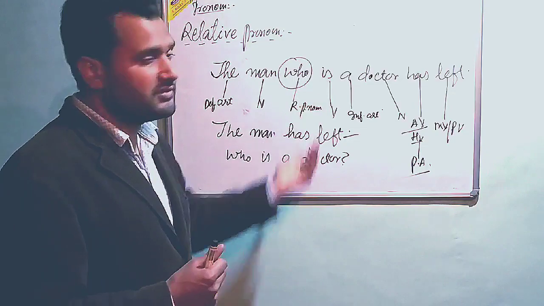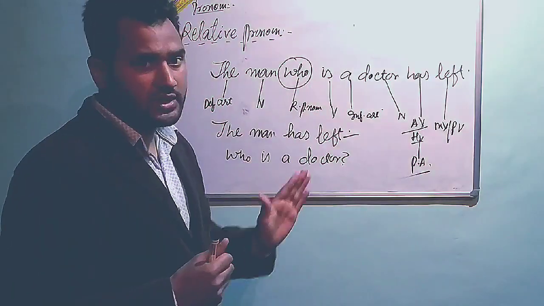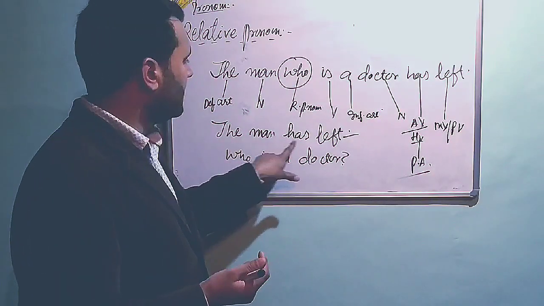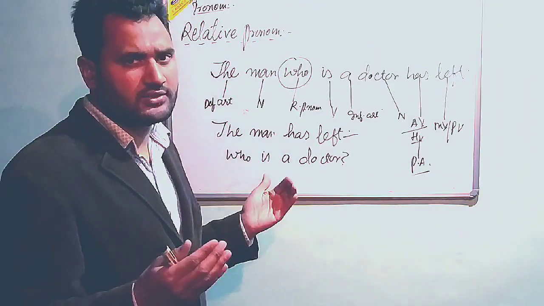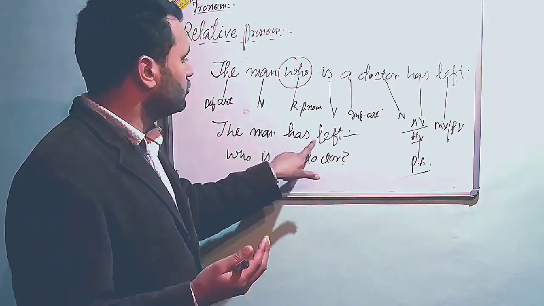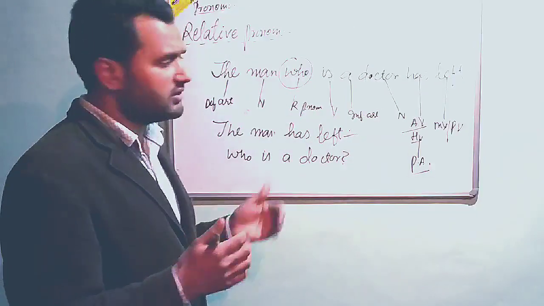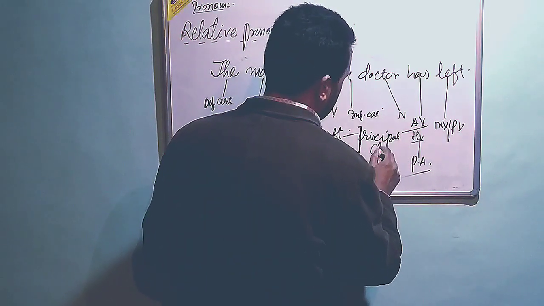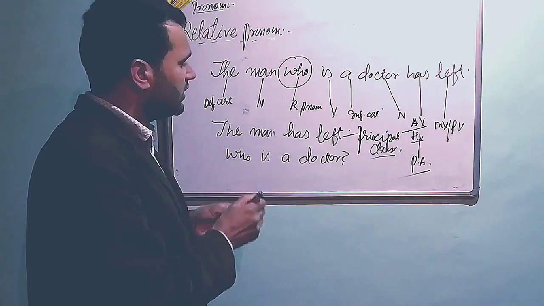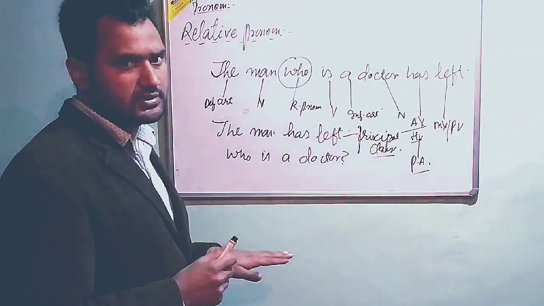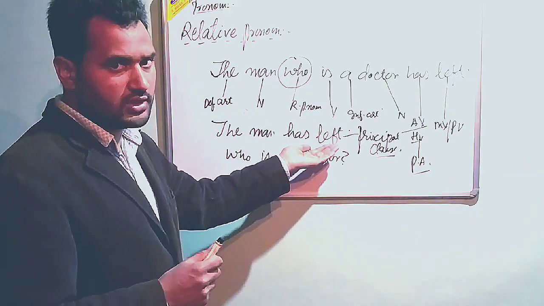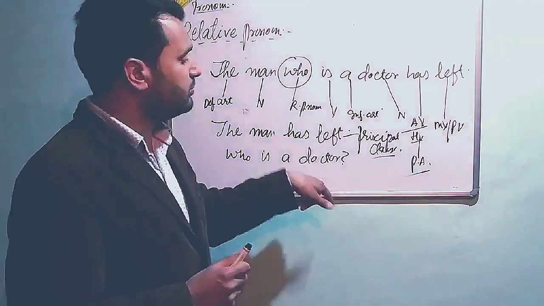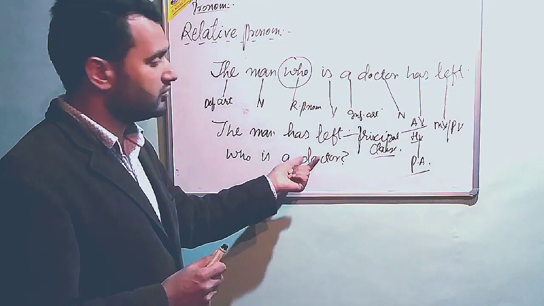If you break down this sentence, there come two sentences. The first sentence is: the man has left. The man has left is a complete sentence. It's not having any defect, so it's a complete clause, the principal clause. I mean to say this sentence is quite intact. It's not dependent; it's a completely independent sentence. But so far as this other part of the sentence is concerned, it is the dependent part of the sentence. We can also call it a subordinate clause.